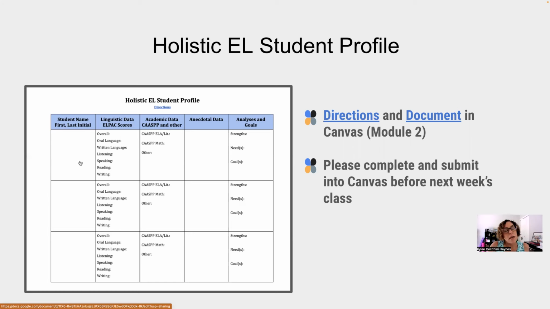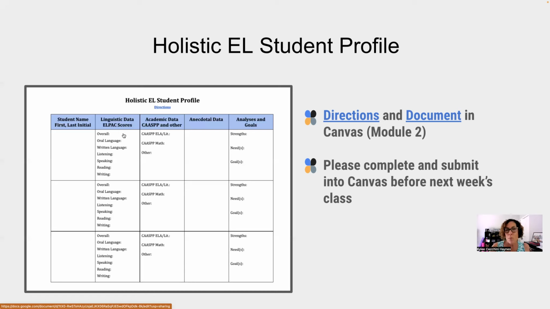Then you're going to gather data, linguistic data. So you're going to look at their LPAC scores. Again, this is assuming the student's taken the LPAC. If they are an EL, they will have taken the LPAC. So what is their overall score? And again, this is going to make more sense a little bit later on.